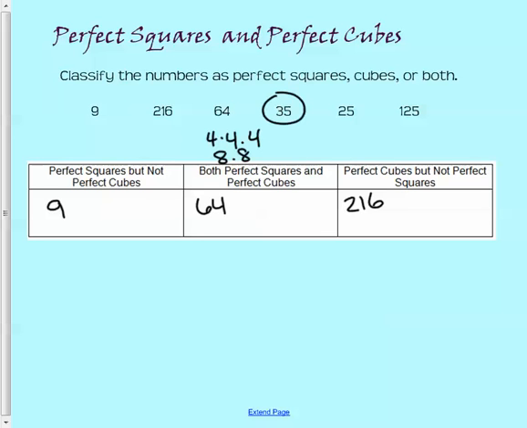35 is the tricky one. It is neither. 25 is a perfect square, but is not a perfect cube. And 125 is a perfect cube, but is not a perfect square.